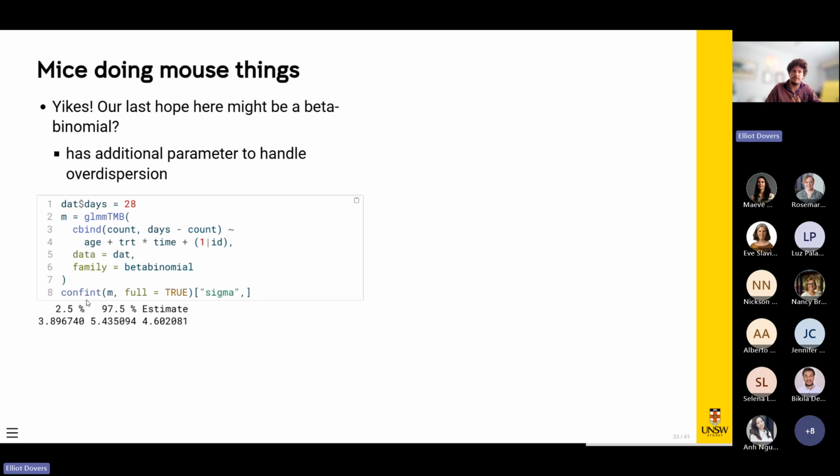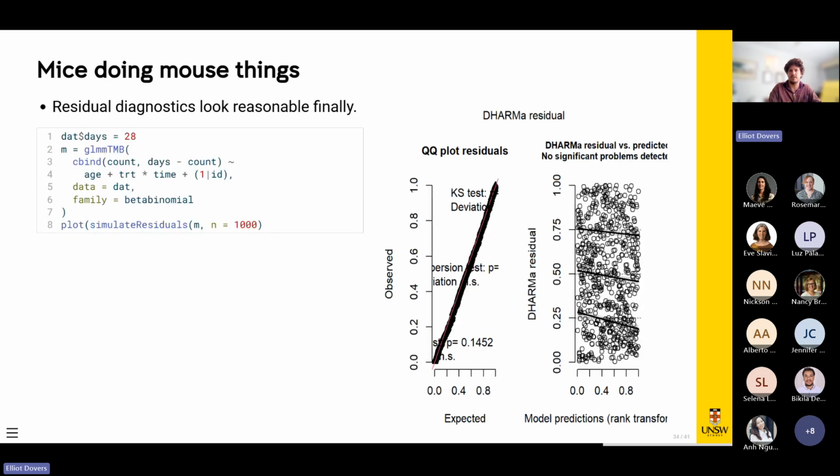This is just using this conf_int function, which gives us our estimates from our model in GLMMTMB with confidence intervals around them. So, an interval estimate for them. And sigma is the name of the dispersion parameter here. And you can see this is kind of higher than 0. As this parameter tends to 0, this tends to just a standard binomial distribution. So yeah, there could be some over dispersion going on here.